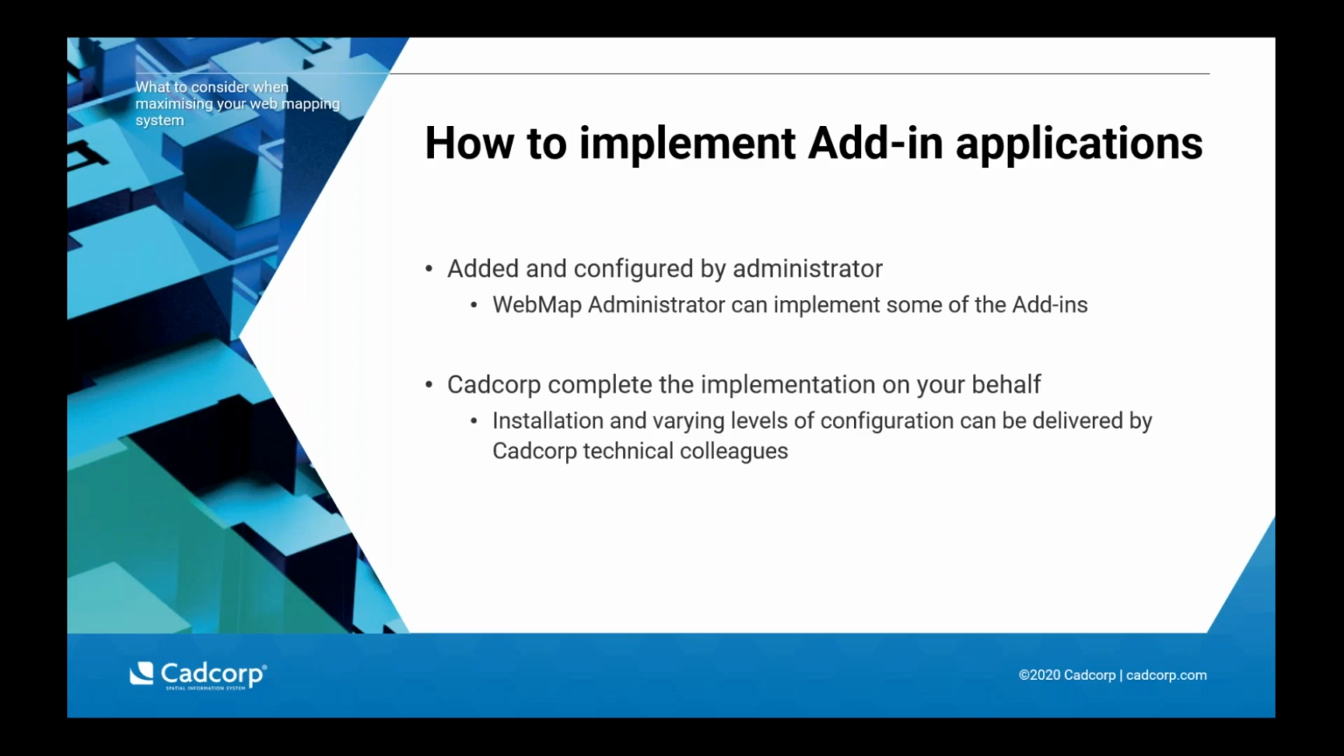So these add-in applications, there are several different ways in which they can be implemented. The two main ways really are they can be added and configured by the customer, essentially the web map administrator. Some of them can just be dropped in, and then there's a really simple configuration to either link to data sources or to link to APIs. So some of them, such as the what3words add-in, for example, can just be dropped in.